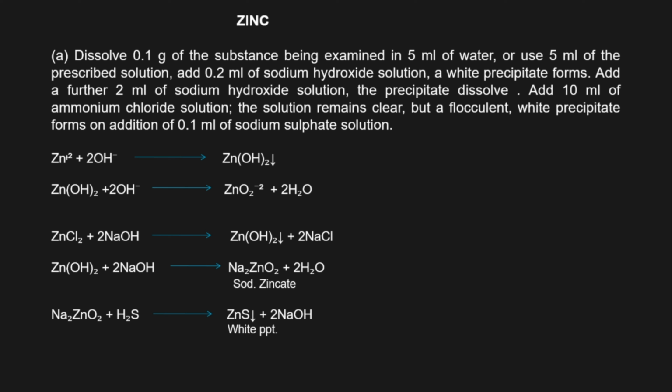A flocculent white precipitate is observed after some time on addition of sodium sulfide solution. The reaction for the above discussed method is given below. Here zinc chloride reacts with sodium hydroxide to form zinc hydroxide, which yields white precipitate, and when excess of sodium hydroxide is added to this white precipitate, it results in formation of sodium zincate, which is soluble, thus resulting in disappearance of the white precipitate. When this sodium zincate is reacted with hydrogen sulfide, it results in formation of zinc sulfide, which gives the white precipitate.